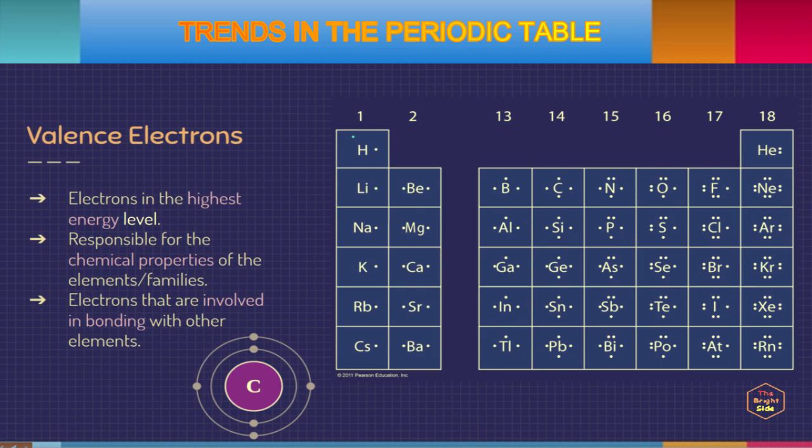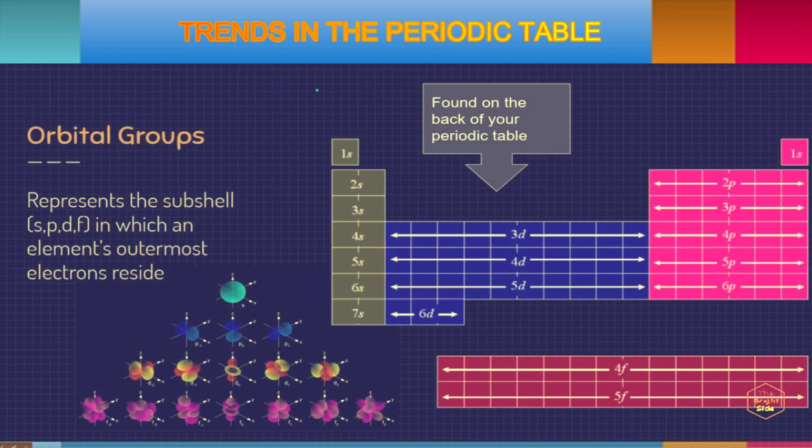So when lithium wants to bond with chlorine, this is what the electrons that do that, these valence electrons. We'll talk about bonding in a later unit. Next is orbital groups. These represent the subshells in which the element's outermost electrons reside.